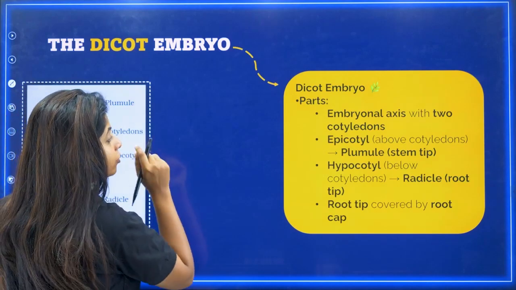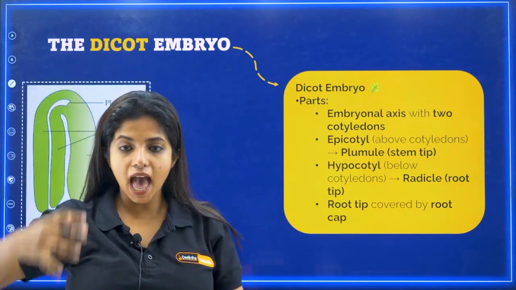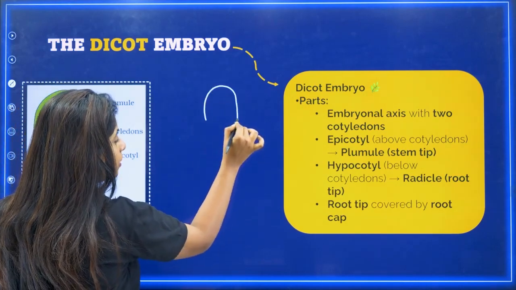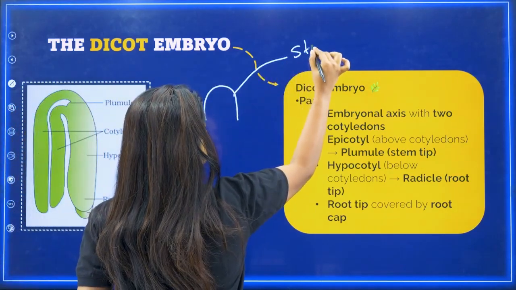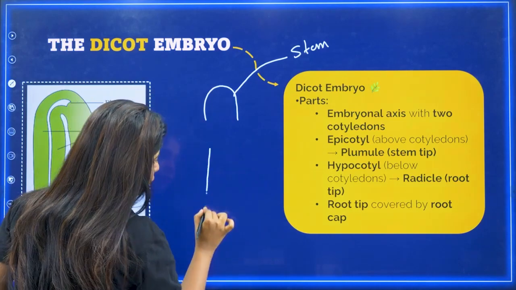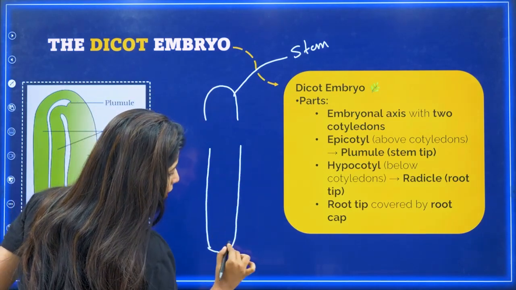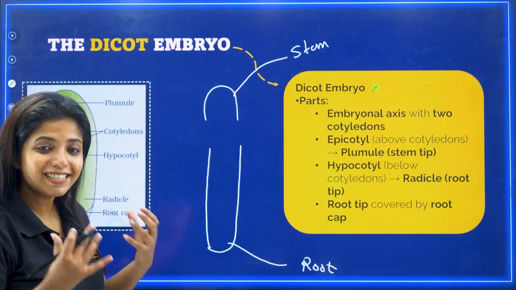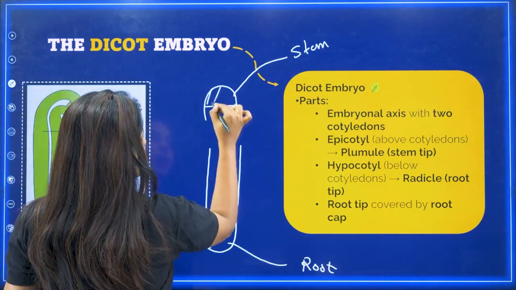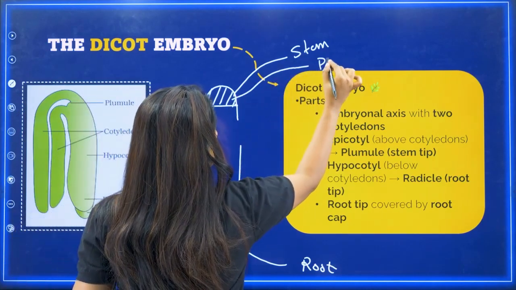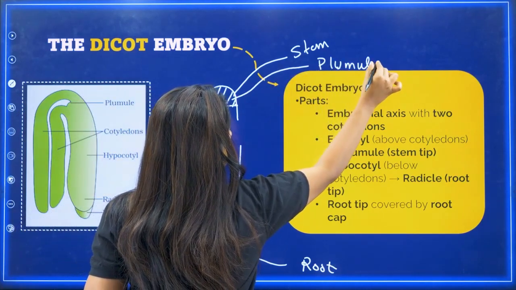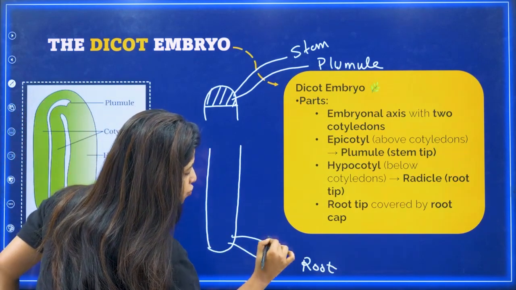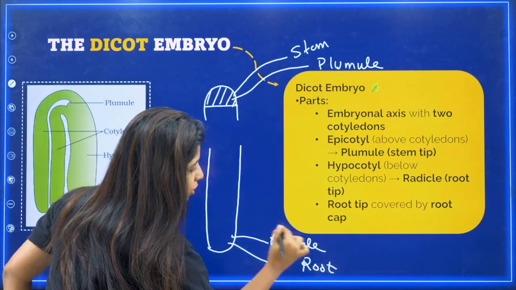So basically, when you say an embryo, just like how we have a head and leg region, similarly plants also have regions. A region that will be giving rise to their stem. Okay, a region that will be giving rise to the root. So what do you call these regions? The upper region is known as the plumule. And the region that gives rise to root is known as the radicle.